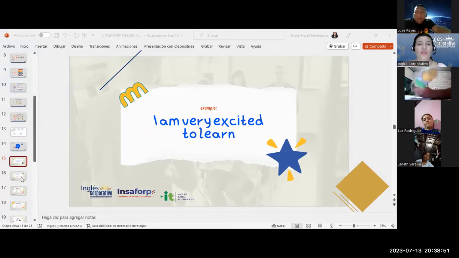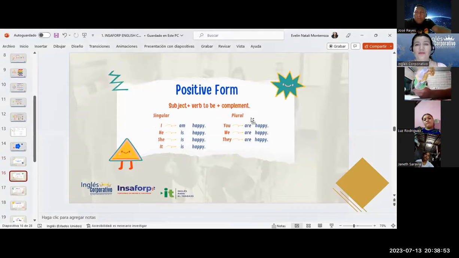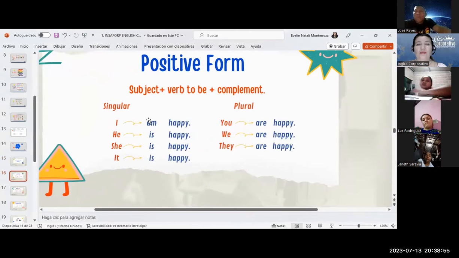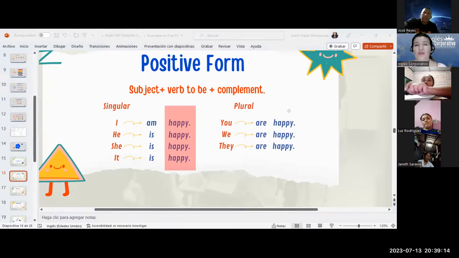I have here a short description of it. And you have, I am happy. He is happy. She is happy. It is happy. You are happy. We are happy. And they are happy. In this case, we have examples with adjectives. Tenemos los ejemplos con adjetivos that are these ones, right?